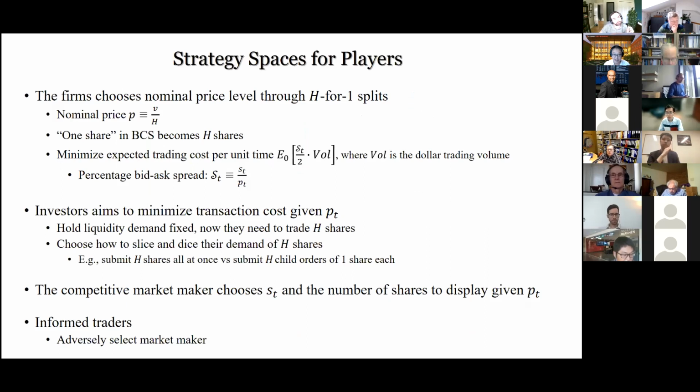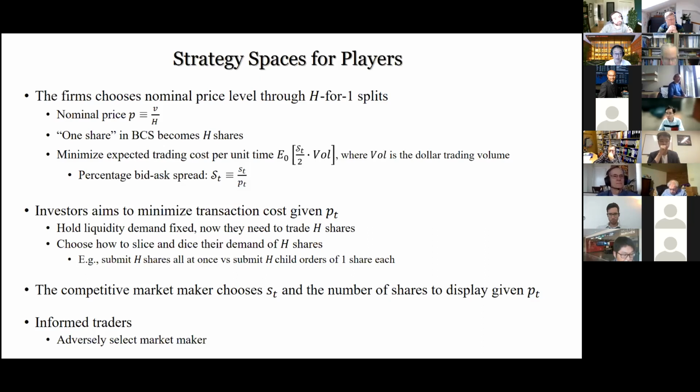So the firm can choose the optimal nominal price through H for one splits. Now we introduce two variables, but they're equivalent. The first one is P, think about that as P0. That's the initial public offering price, or the price exactly after the split. So now one share in BCS becomes H shares.